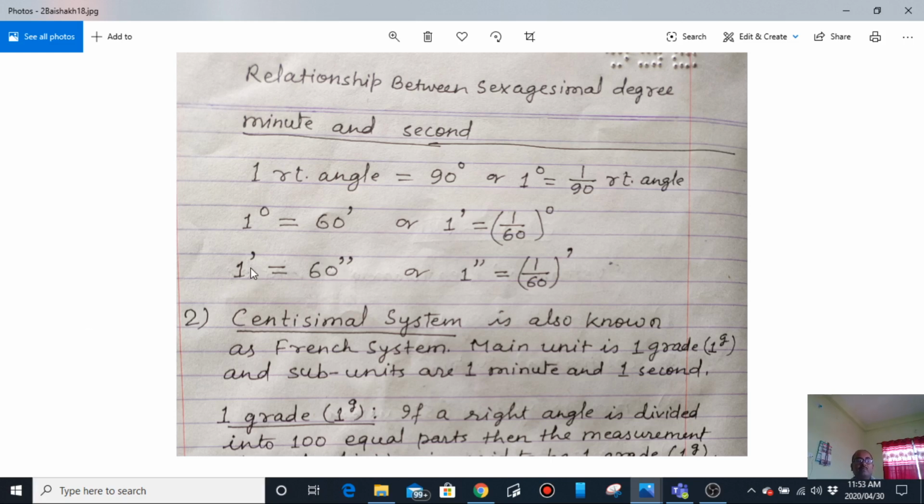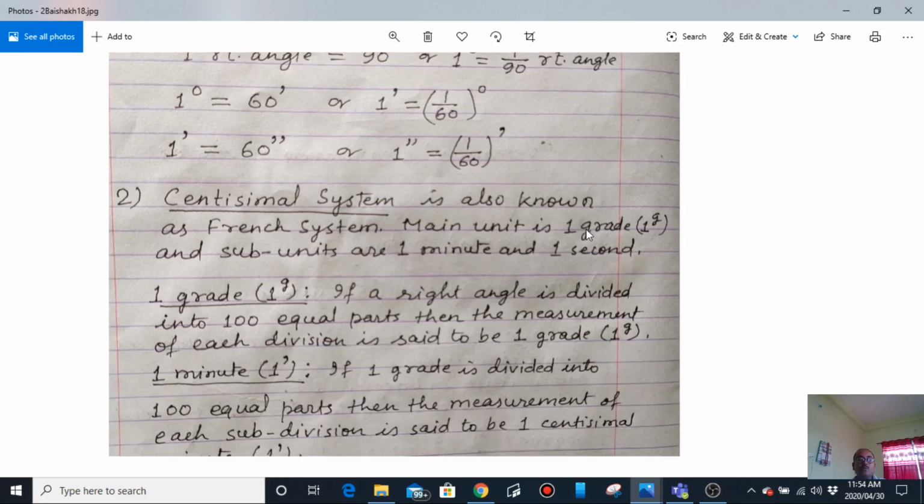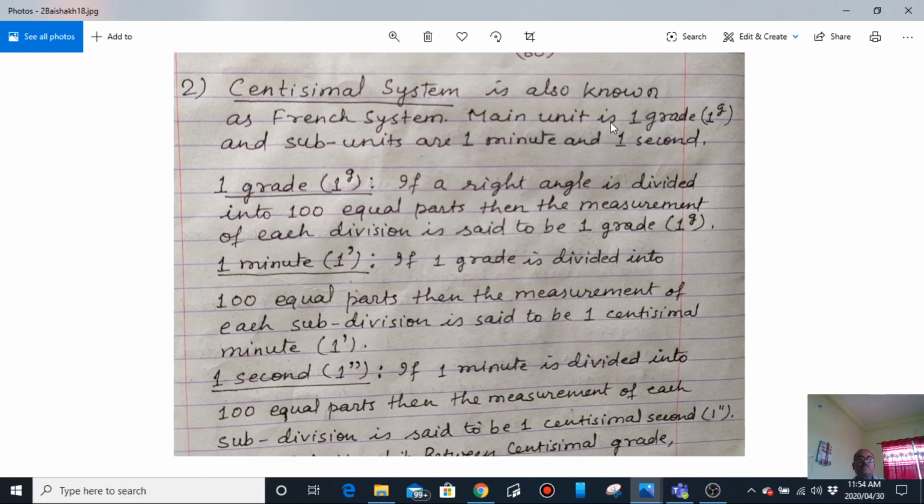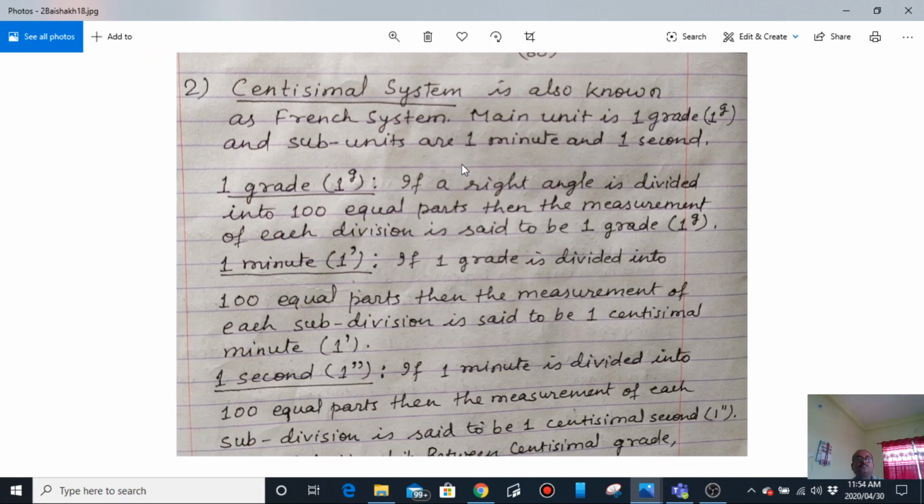Next, minute and second. 1 minute is equal to 60 seconds, or 1 second is equal to 1 by 60 minutes. This is inverted count. Okay. So this is all about sexagesimal system. Clear? Now we move to next system, centesimal system.